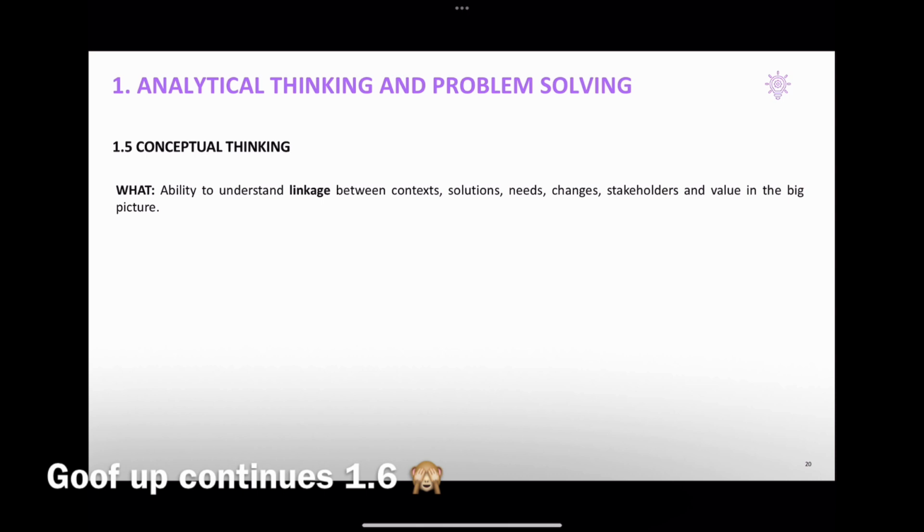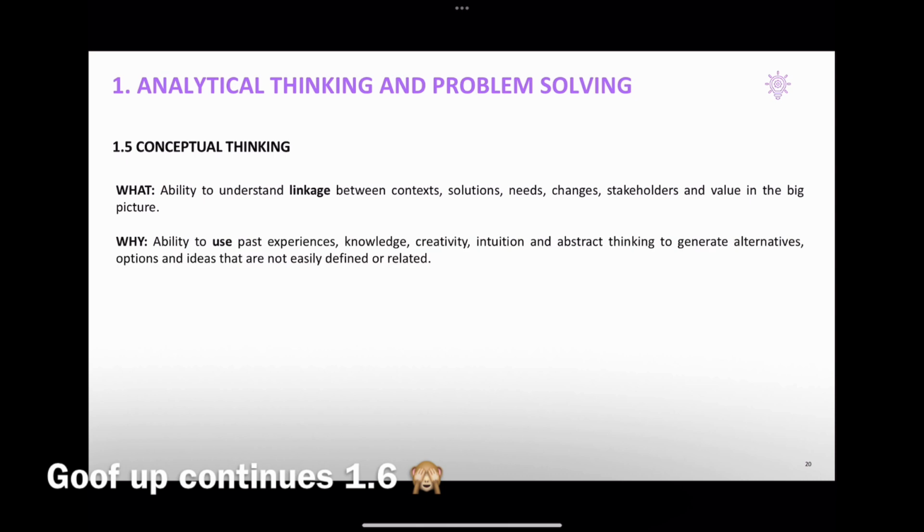Conceptual thinking is the ability to link different contexts, solutions, needs of the stakeholders and the value as well. It's about the big picture as a whole. So as the iceberg was melting, the penguins were willing to look at the big picture and were willing to solve their problem as well. Why do we need this? We need this because it helps us apply our past experiences and knowledge, and take it to an abstract level of thinking, which is not usually easily possible.